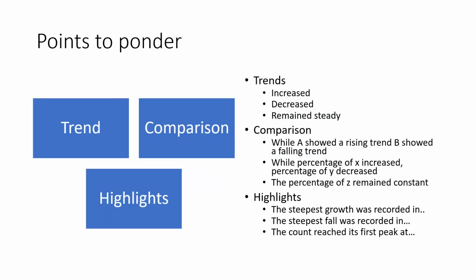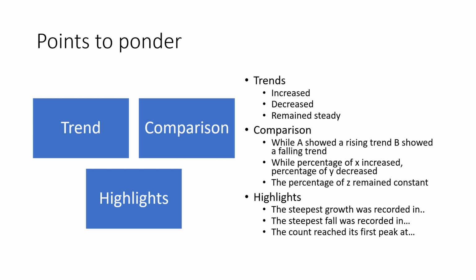So three things are important here: trend, comparison, and highlight. And we are going to see this in some examples in a while. A trend is something which you can see, like something has been increasing or decreasing, or something has remained steady. So you call it a trend. Comparison, you can make use of these statements.